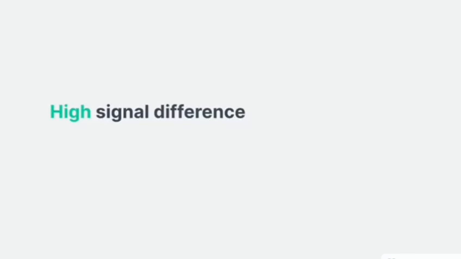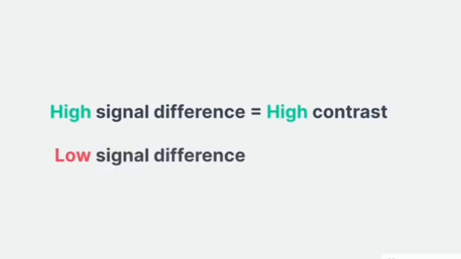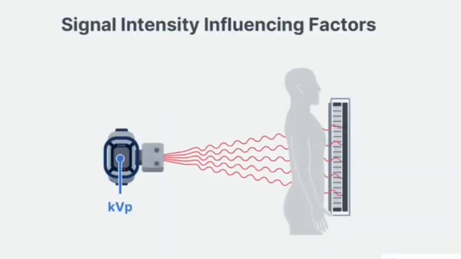Different signal intensities from different structures become different brightness levels in the image. High signal difference, that's a high level of differential attenuation, becomes high contrast in the image. A low signal difference, that's a low level of differential attenuation, becomes low image contrast. KVP, grids, and collimation all influence the difference in signal intensity striking the image receptor, but in different ways.